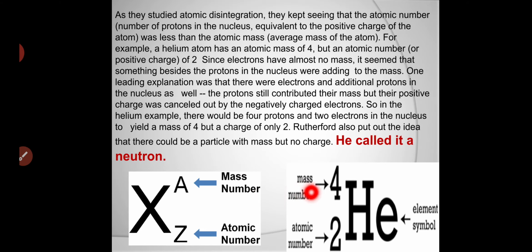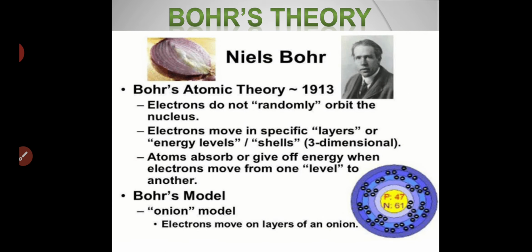So he concluded that rather than protons and electrons, there must be something else in the atom, something which doesn't have any charge but contains some mass. He gave it the name neutron, right? In this way the neutron was discovered.